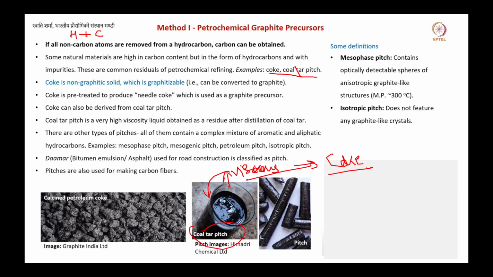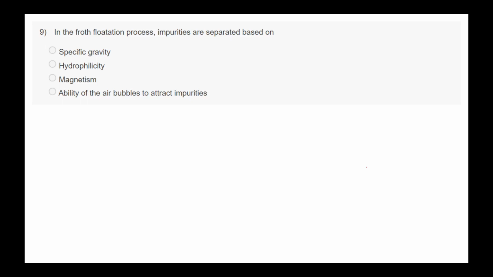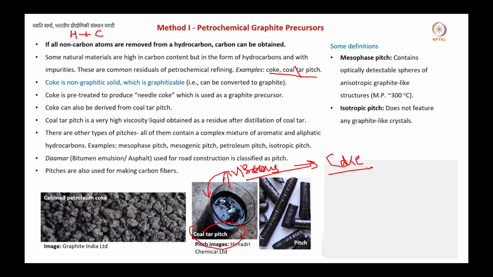So basically the needle coke is something which we use to manufacture graphite. We use needle coke as a precursor, and this is nothing but the pre-treated coke to produce needle coke. So it is nothing but the pre-treated coke. Clear? Clear or not? Yes, sir. Okay.